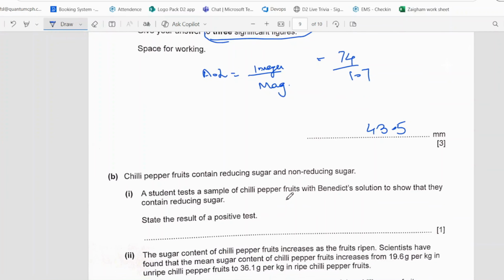Okay, the next one is Benedict solution. A Benedict solution is given. What could be the positive result for Benedict solution? Yes, blue to brick red.